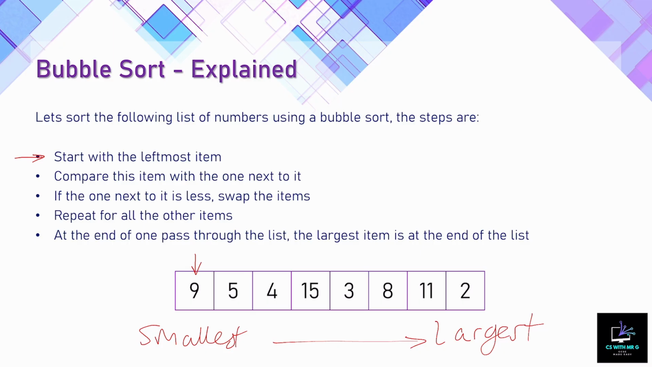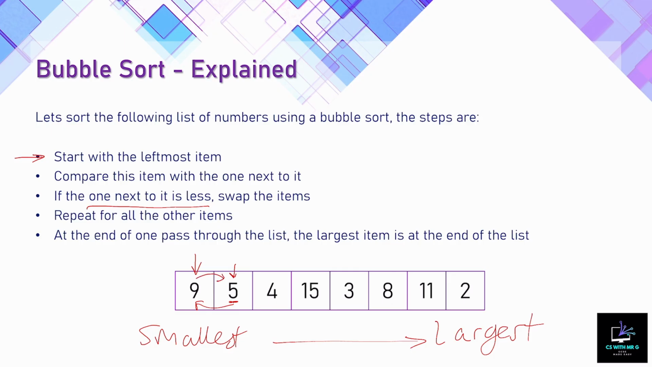The one next to it is number 5, and because we're putting this in order of smallest to largest, we need to see if it's in this order. So we're checking if the one next to it is less. Is 5 less than 9? If it is, then we need to change. So we need to put 5 here, 9 then goes here, and we've done our first swap.